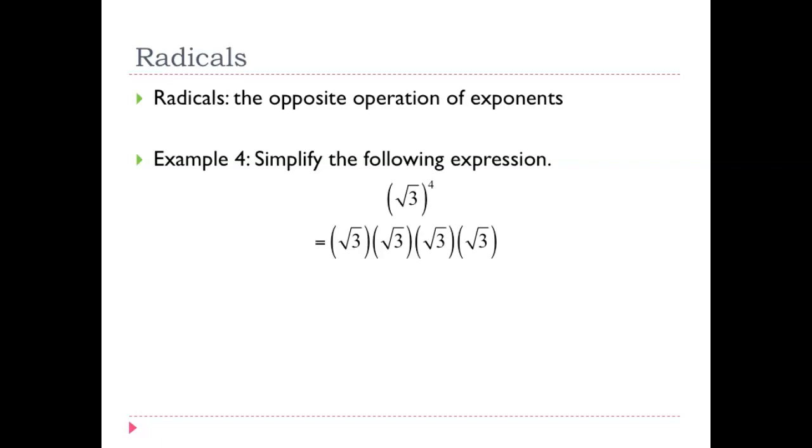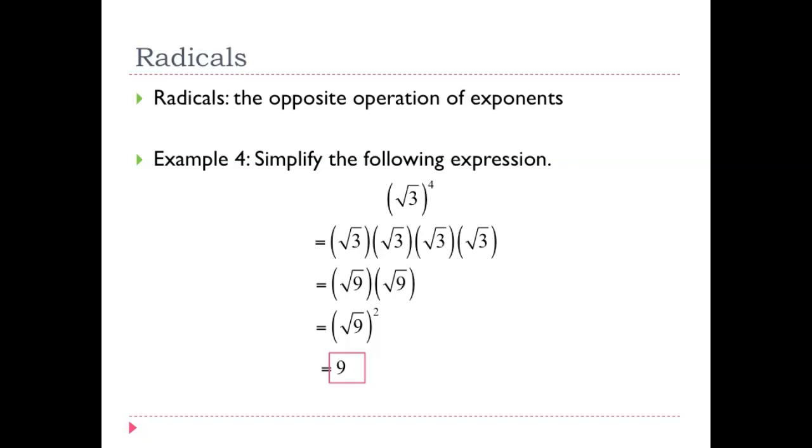So the square root of 3 times the square root of 3 is the square root of 9. So we have 2 pairs of those. So we actually have square root of 9 times square root of 9, which is simply the square root of 81, or the square root of 9 squared. The square root and the squared cancel, and that leaves you with 9.